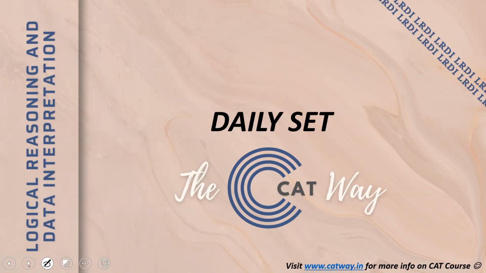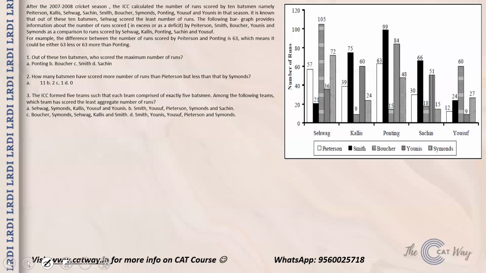Now the question that we have in front of us today is that after the 2007-8 cricket season, the ICC calculated the number of runs scored by 10 batsmen, namely Peterson, Kallis, Sehwag, Sachin, Smith, Boucher, Simons, Ponting, Yusuf and Younis in that season. Now it is known that out of these 10 batsmen, Sehwag scored the least number of runs. And the following bar graph provides information about the runs scored in excess or as a deficit by Peterson, Smith, Boucher, Younis, and Simons as a comparison to runs scored by Simons, Sehwag, Kallis, Ponting, Sachin, and Yusuf.